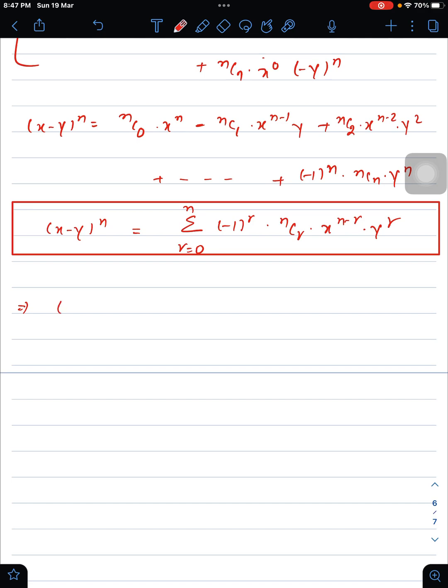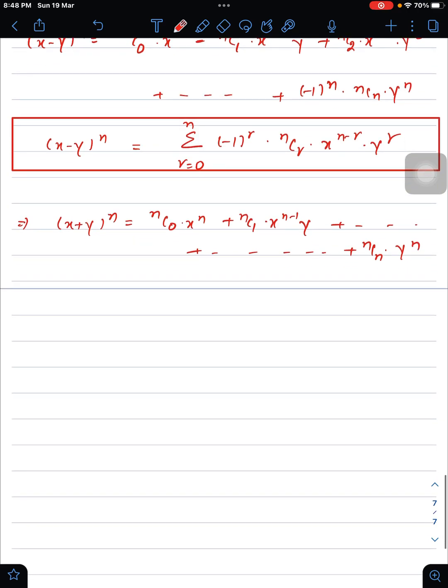Now the next concept which I am going to tell you, look beta, suppose you have written x plus y to the power n. So what have you written beta? NC0 x to the power n plus NC1 x to the power n minus 1 y. I think we have written it so many times that you must have remembered it. Okay, now beta, I am doing some kind of replacement.